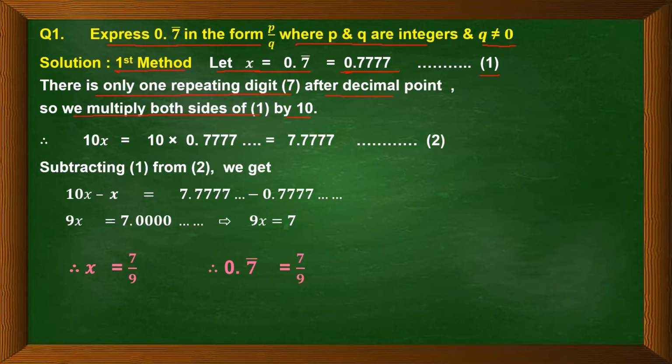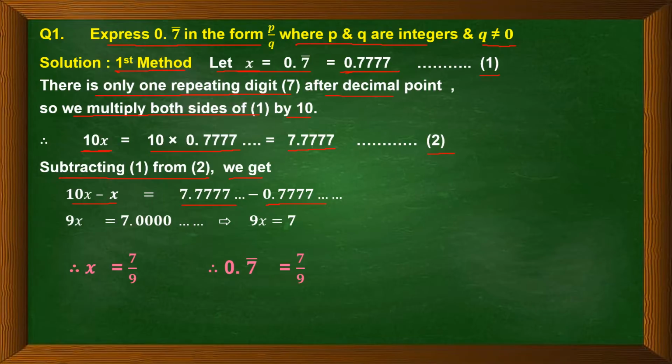So on the left hand side we will write 10x, on the right hand side we will write 10 into 0.777 so on, and that is equal to 7.7777 so on. This is our equation 2. Now 10x is more than x. So we will subtract the first equation from the second equation, and we get 10x minus x is equal to 7.777 so on minus 0.777 so on.